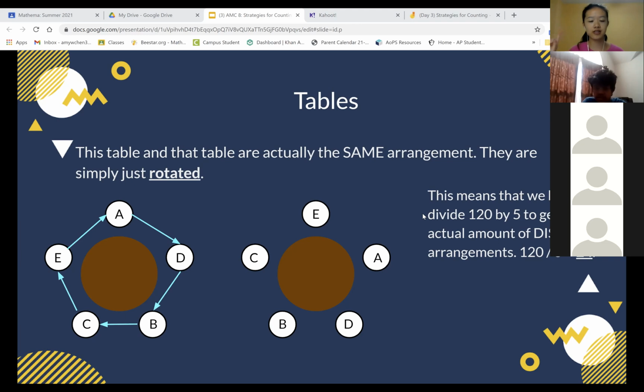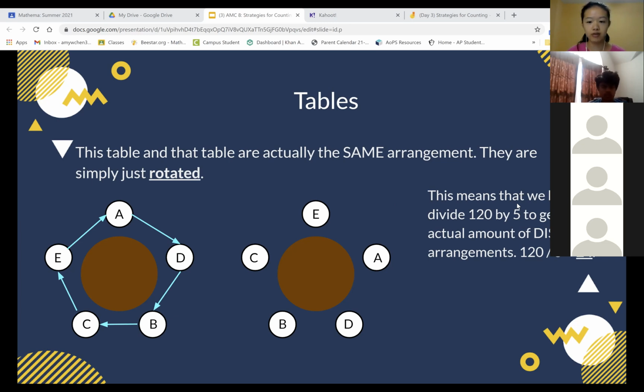Okay. So then let me ask you guys a question. Every time you have a table problem, where there's a bunch of people sitting around the table with no weird constraints, this would be the strategy you use. Wait, isn't that just 4 factorial? Yeah, that is also 4 factorial. You could just do n minus 1 factorial for n people.